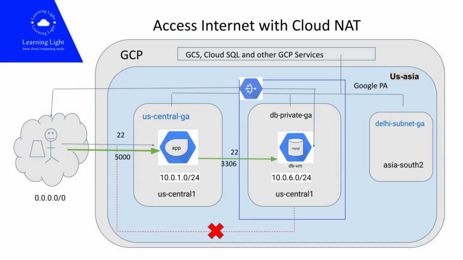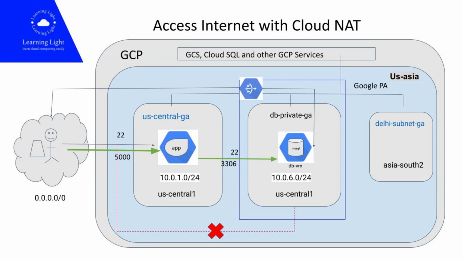This app server will access the MySQL database privately through port 3306 from a different subnet, DB private GA. So that means anyone in the world can reach the app server through port 5000, but no one in the world can access the DB server through any port. Thus, we will be keeping our database private and secure from the outside world.